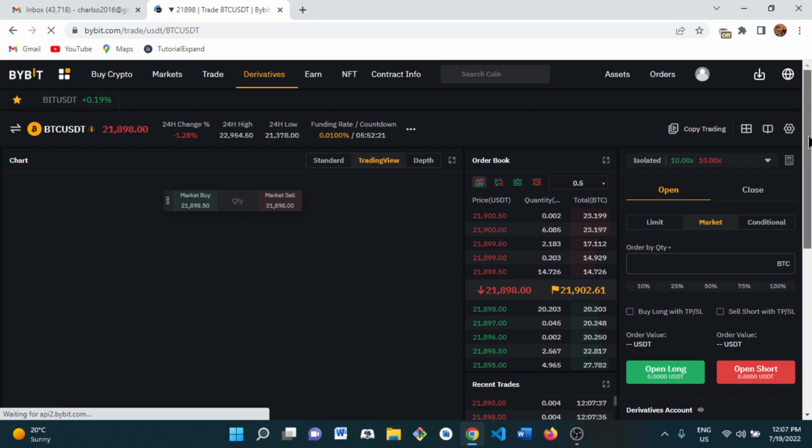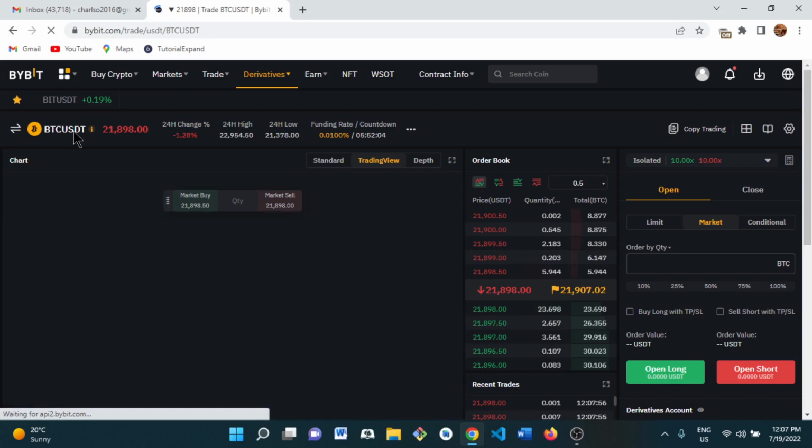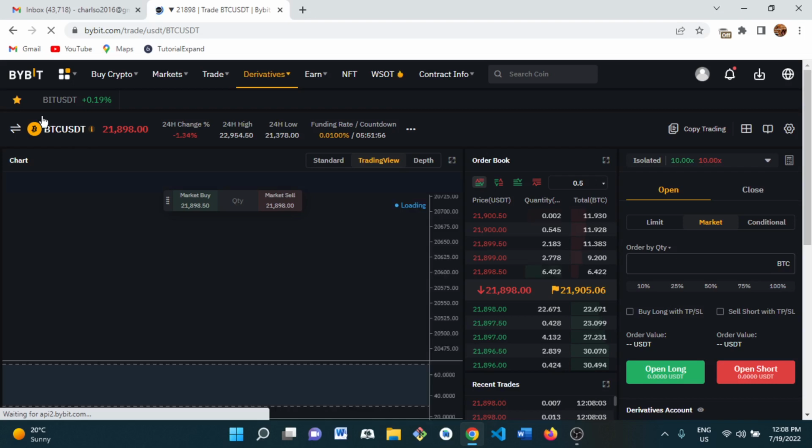This side here is for the chart that we are going to use to study the trend of the market. As it's loading, let me brief you on a few things. This place here where you see BTC USDT, if you click, you will see different currency pairs. You can change your currency pair here. For now, I'm trading with BTC USDT. Then we go to the right side here. This is where we normally place our trade.